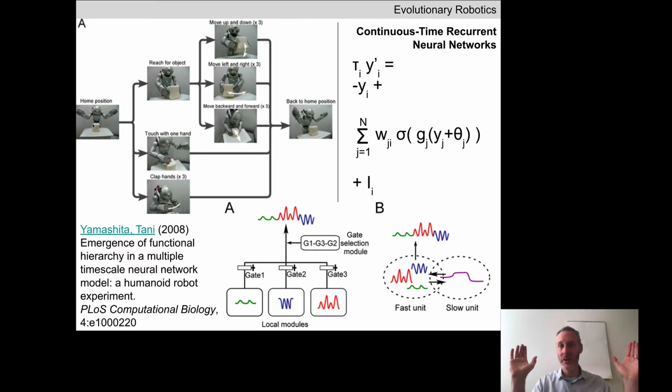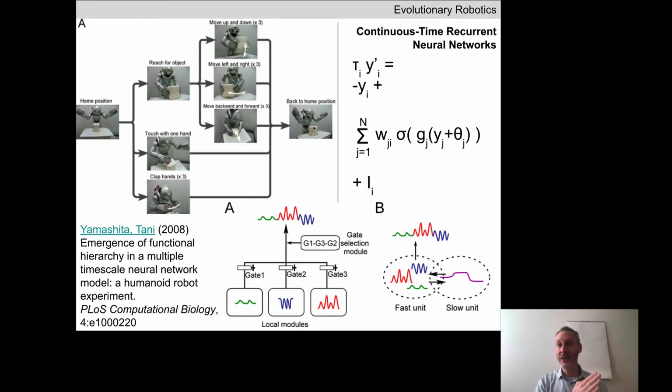start in the home position, reach for the object, move the block up and down, clap its hands 3 times. Let's go this way. Home position, clap hands 3 times, and then back to the home position, or home position, clap 3 times. And although there's not an arrow here, move left and right 3 times, clap 3 times again, move left and right 3 times, then back to the home position.